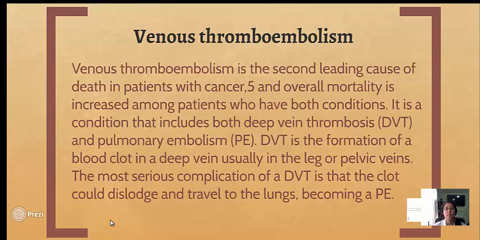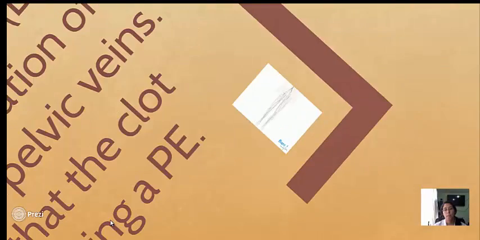Venous thromboembolism is the second leading cause of death in patients with cancer, and overall mortality is increased among patients who have both conditions. It is a condition that includes both deep vein thrombosis and pulmonary embolisms. Deep vein thrombosis is the formation of a blood clot in a deep vein, usually in the leg or pelvic veins. The most serious complication of a deep vein thrombosis is that the clots could dislodge and travel to the lungs, becoming a pulmonary embolism.